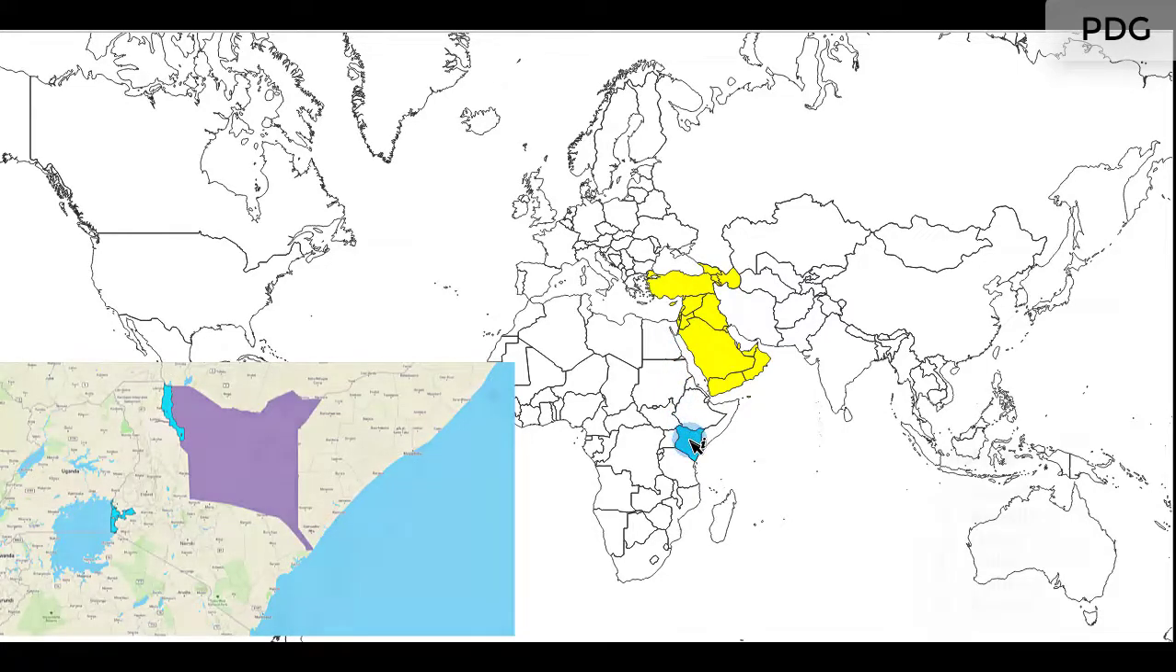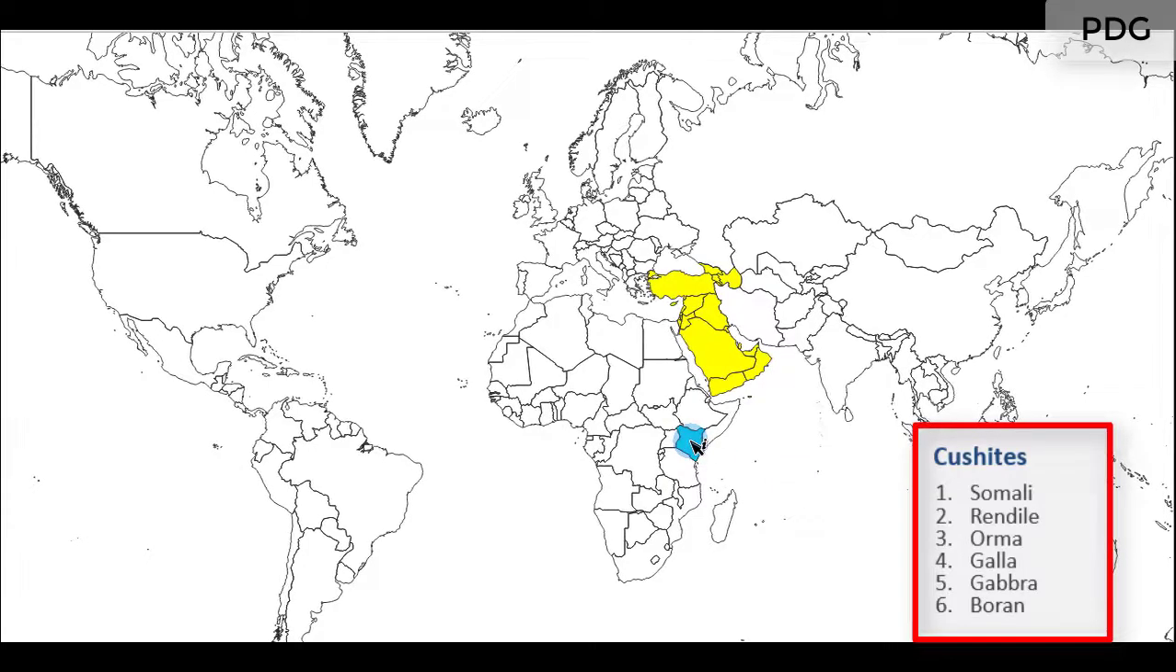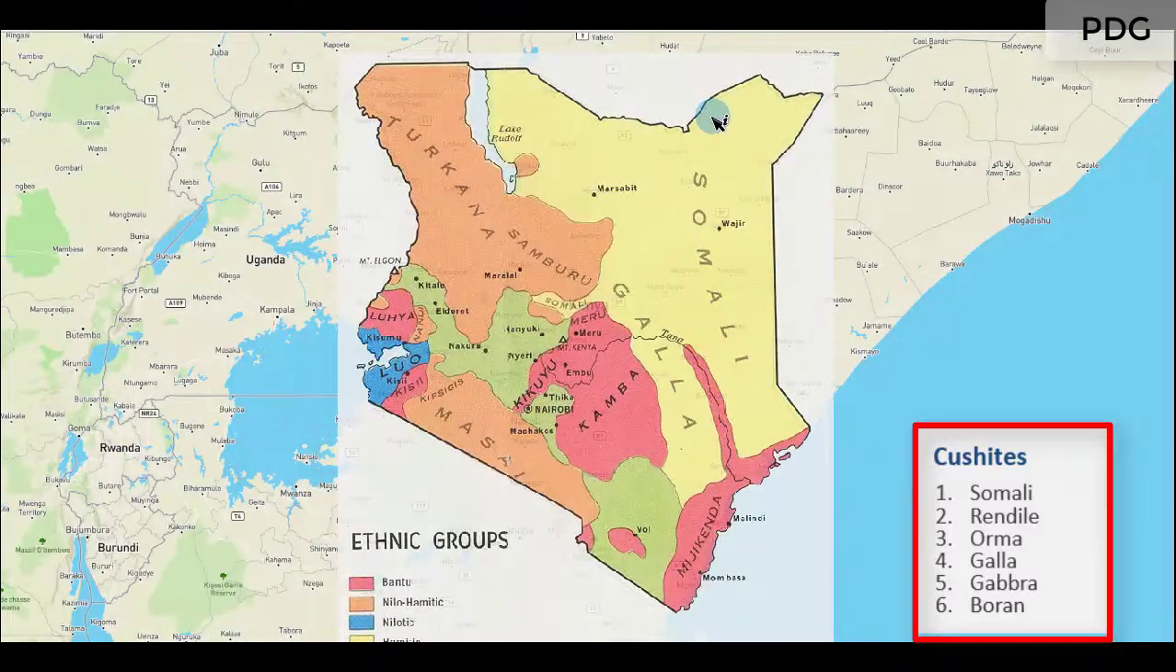The Kushites in Kenya include these groups of tribes. They mainly depended on farming and were among the first or the earliest communities in the world to adopt irrigation for agriculture.